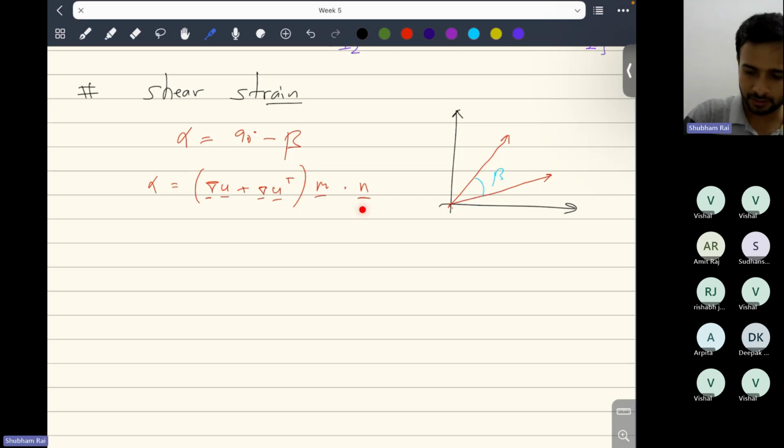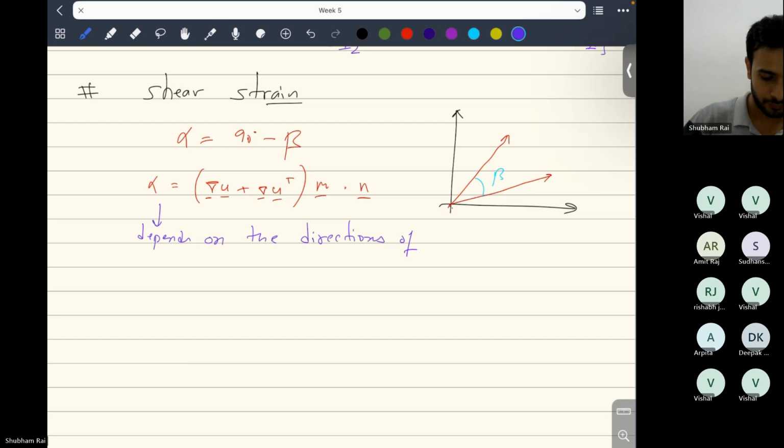So here I can write that it depends on the direction of the two line elements.